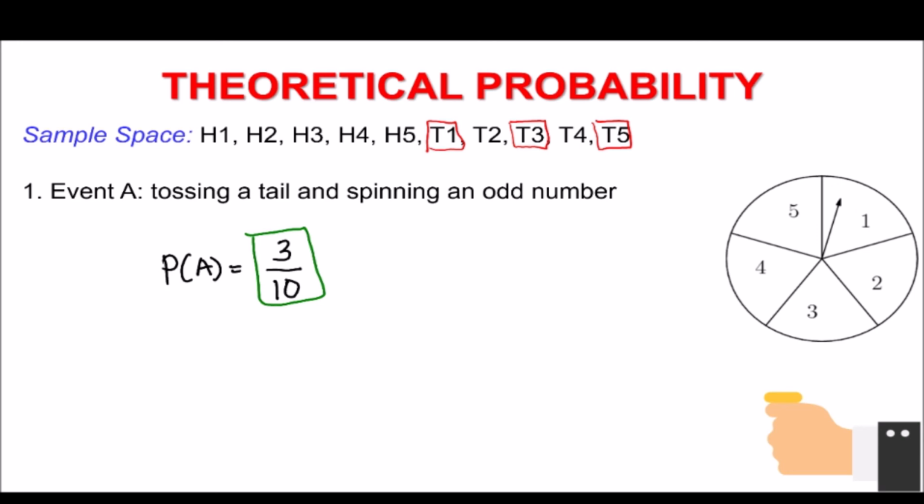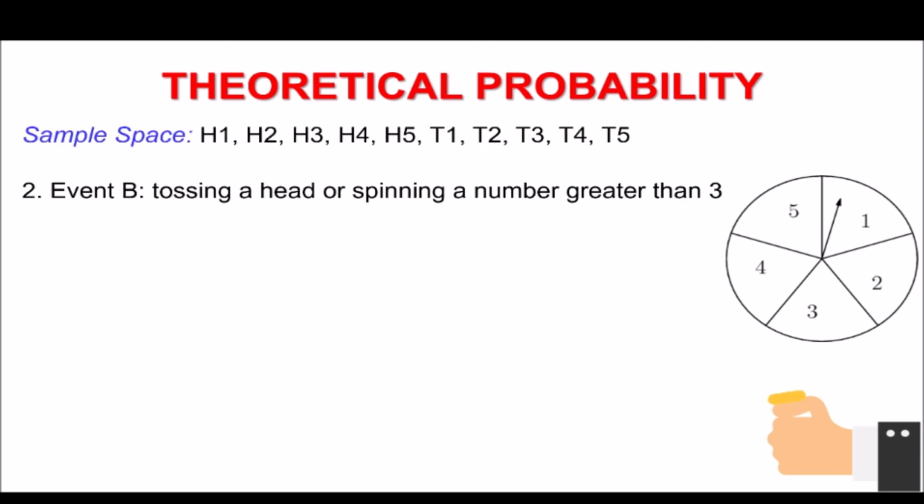Okay, next, event B. Tossing a head or spinning a number greater than 3. The numbers greater than 3 are 4 and 5. So it should be H4 and H5. So the number of events is 2 and the number of sample space is 10. So the probability of B is 2 over 10, in simplest form, that is 1 over 5.